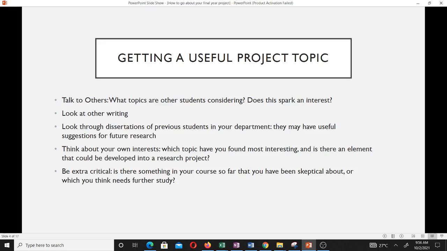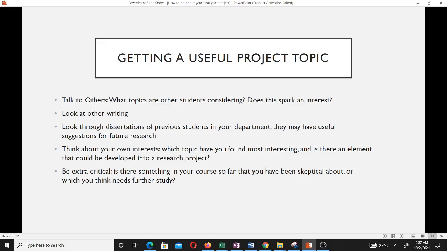So you also have to think about your own interests. We all have different interests. You might have an interest in something that someone doesn't, and the interest of someone might also be different from yours. So based on your interest, which topic have you found most interesting? In that topic, is there an element that could be developed into a research project? If that's so, then you can try to turn the topic you have found interesting into a project, and you work on that.